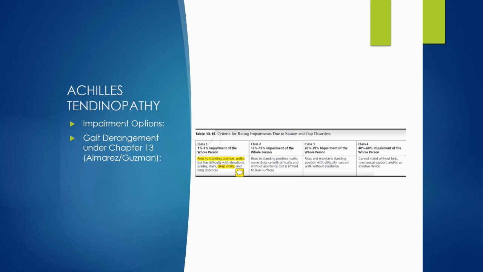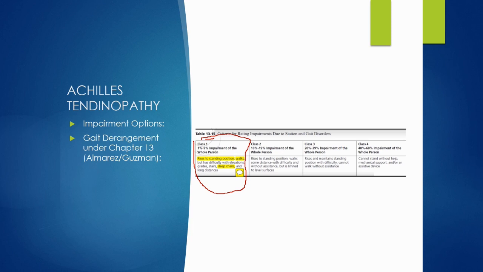Table 13-15 provides for Class 1, Class 2, Class 3, and Class 4 impairments. Most of the impairments will be described adequately in Class 1, which describes an examinee who rises to a standing position, who walks, but who describes some difficulty to you in walking up elevations due to pain in the Achilles tendon, pain walking up grades, pain walking up stairs, and pain with walking long distances.